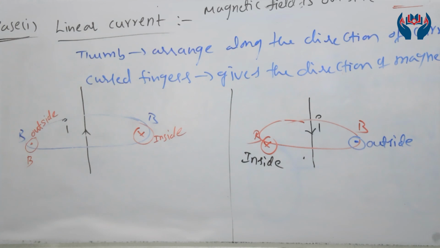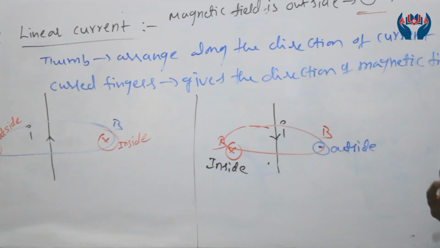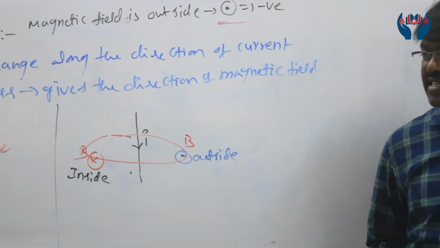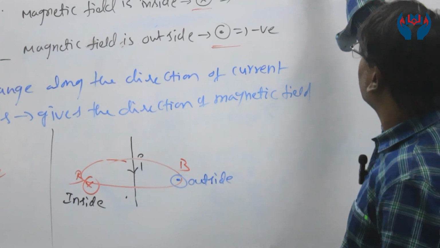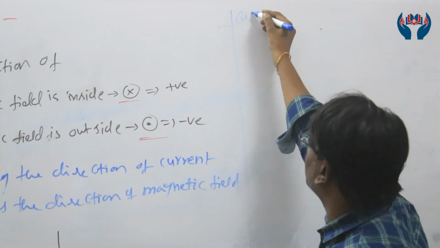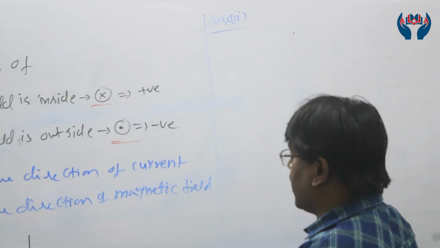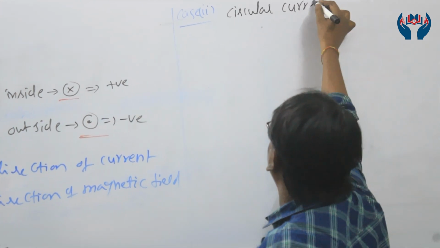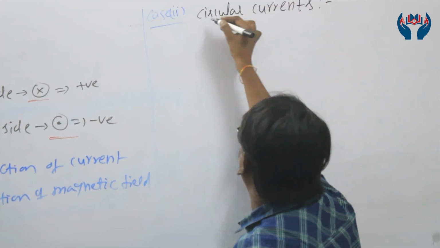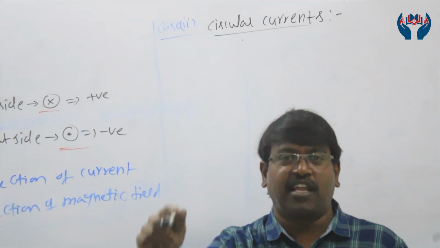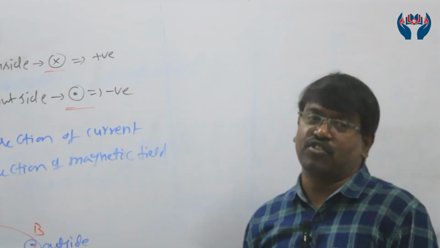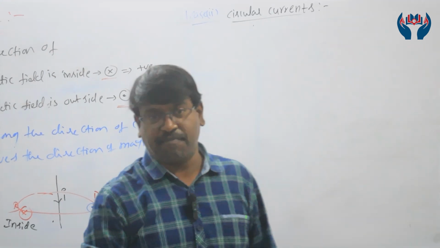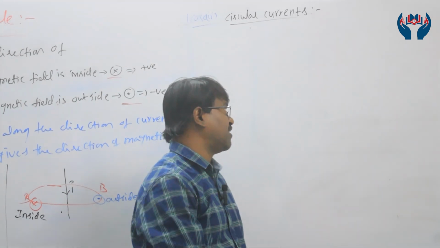The current-carrying conductor may be linear or circular. In the second case, we will discuss circular currents. Case 2, circular currents. Circular currents means the current-carrying conductor is in a circular path. In this case, we have to find the direction of the induced magnetic field.